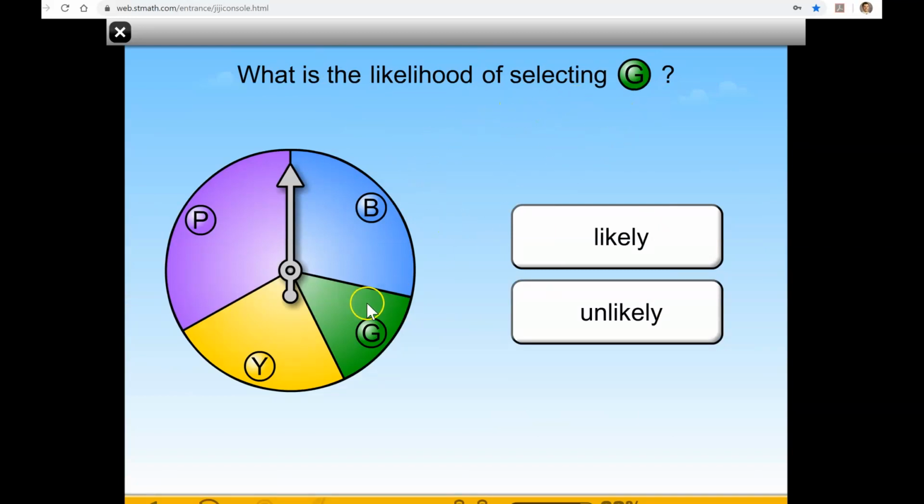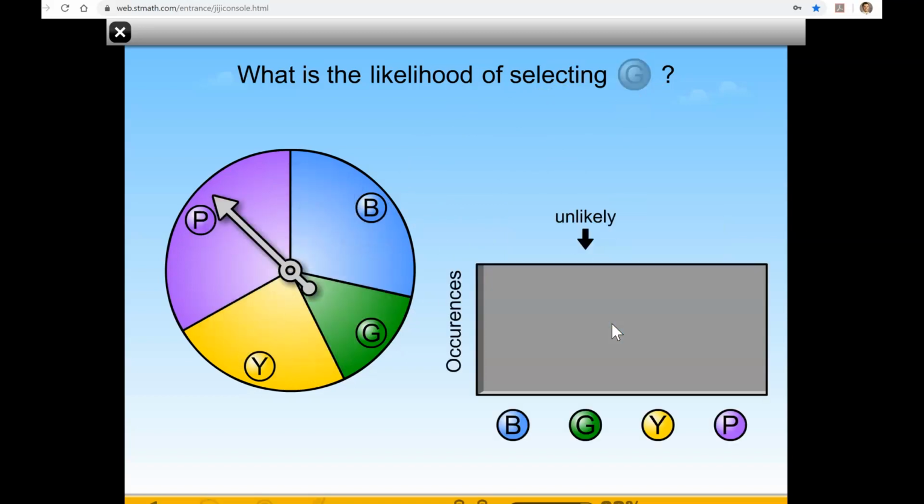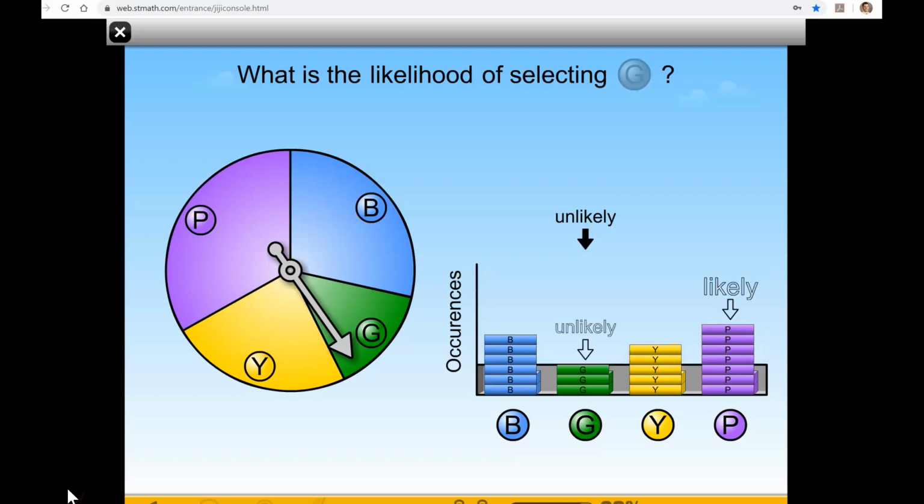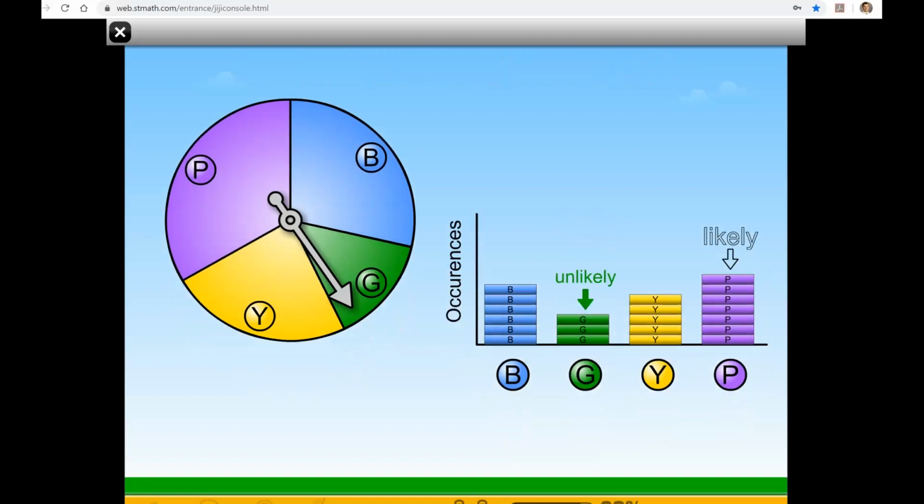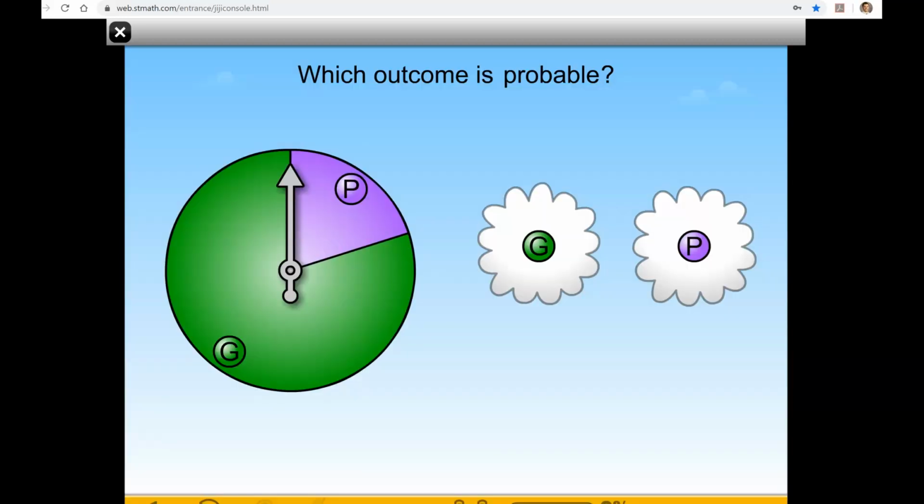Again, what's the likelihood of selecting G? G is one of the smaller slices out of all these slices, so it is unlikely. So that's what this first level is all about, and that's what all these levels will be about in this first bubble. So what I'm going to ask you to do, as Gigi moves up here, is to complete all the problems in level 1.